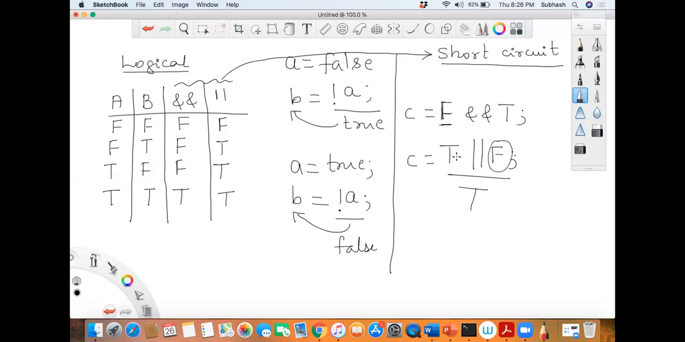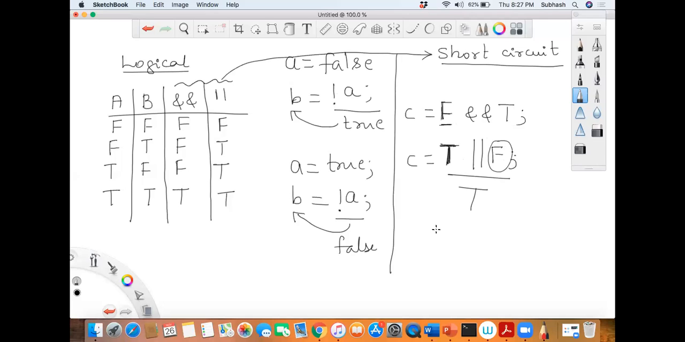Now for the OR operator, what it will say is that the first Boolean value that I got from the expression on the left hand side of this OR operator is basically true. No matter what is there on the right hand side, it is going to be true only, whether it is false or true. So I'm not going to evaluate it, because the first expression results in the true value. This is called short circuit. That is why it is called a short circuit operator.